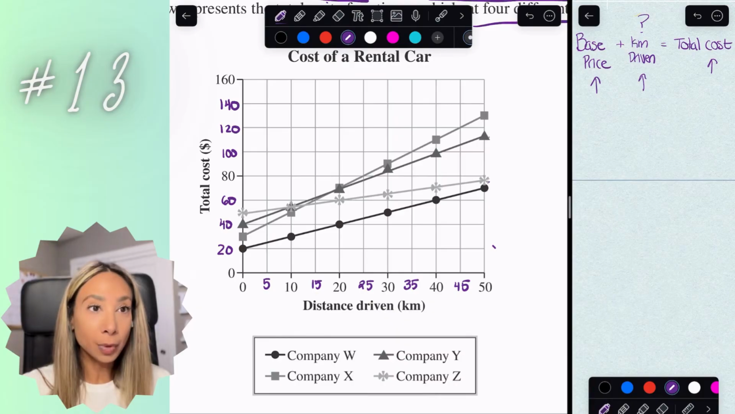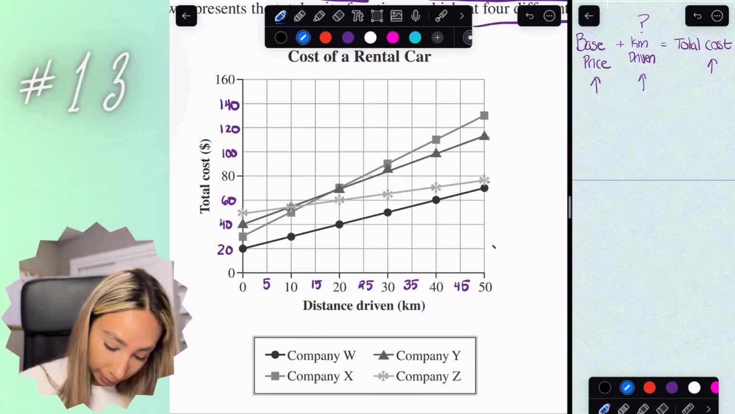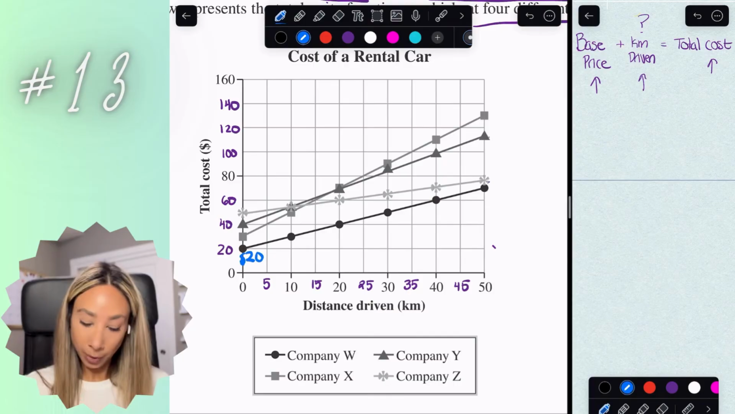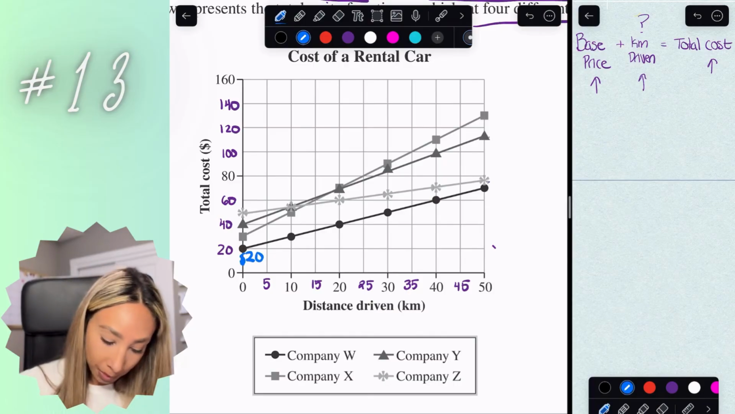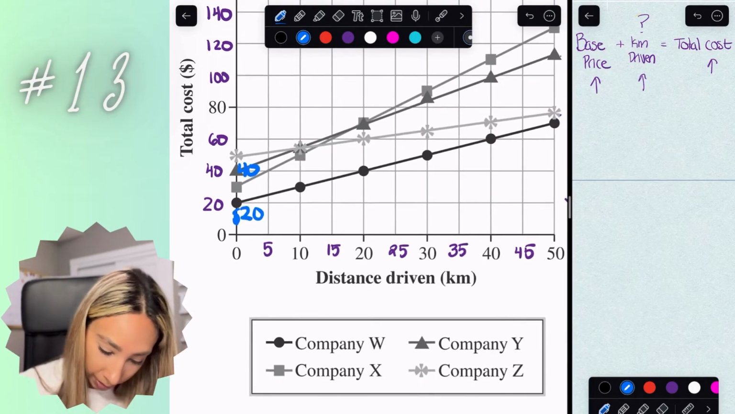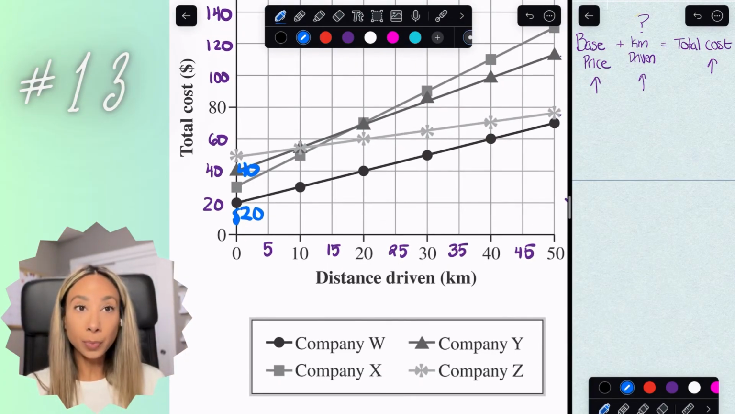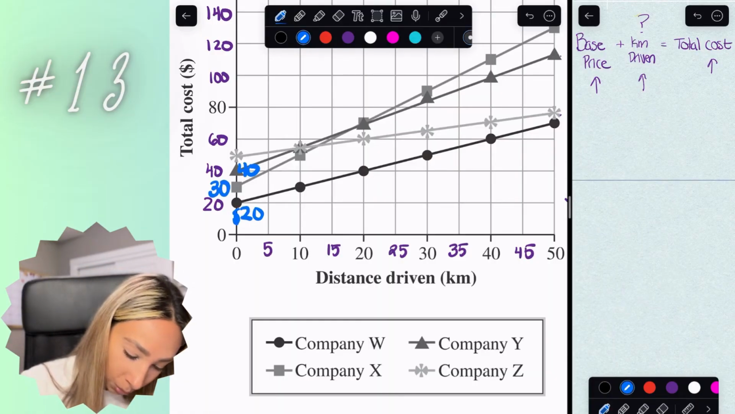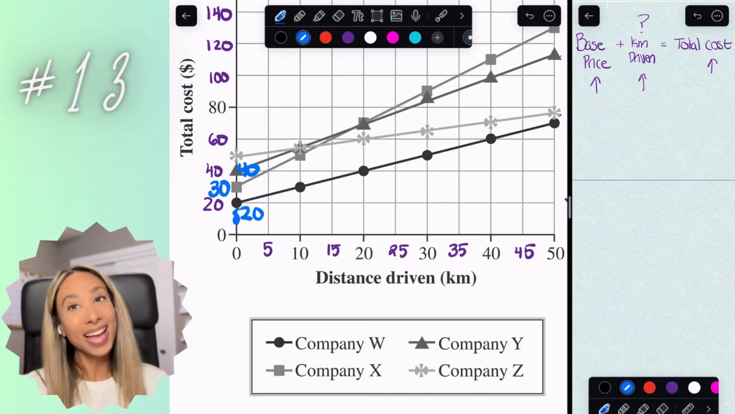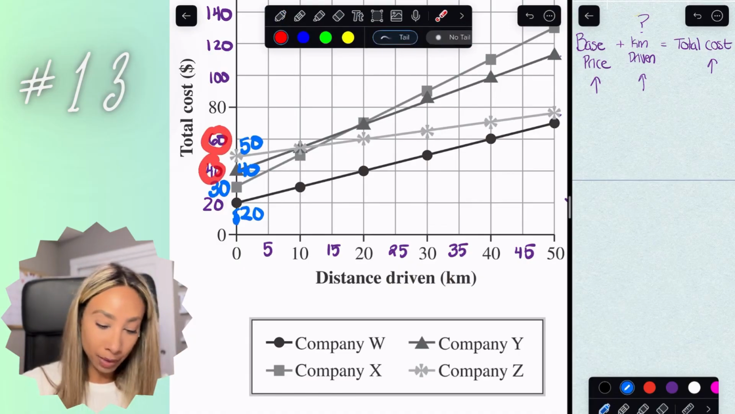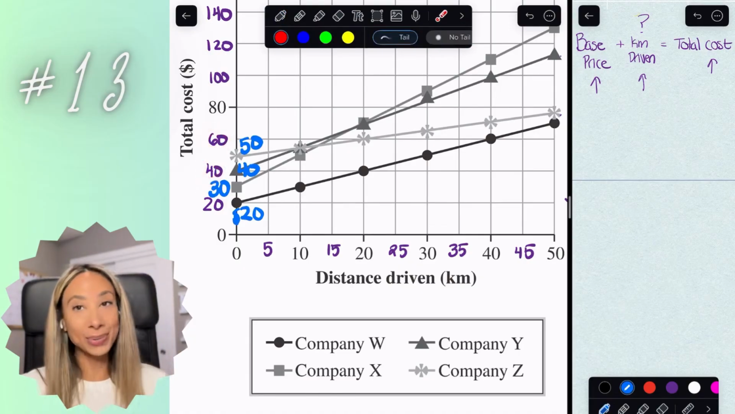So our base price for company W, which is this circle one here, is $20. And we can see that it lines up really nice there. Our base price for company Y is going to be 40. We can see that the one with the triangle here, so that's going to be $40. We'll just zoom in on that. And then our base price for company X is going to be $30. We can see it sitting right in the middle of 20 and 40. And finally, our last one has a base price of 50. And again, it's sitting right in the middle of our 40 and 60, so it's going to be 50.